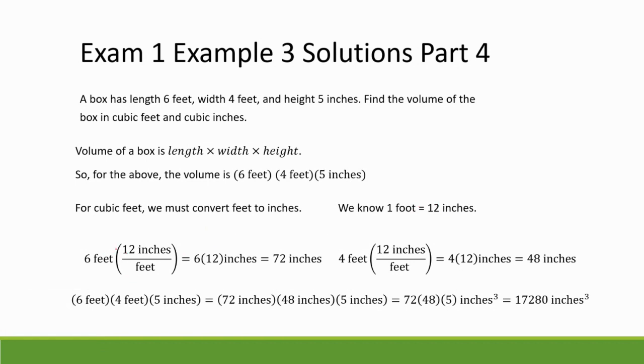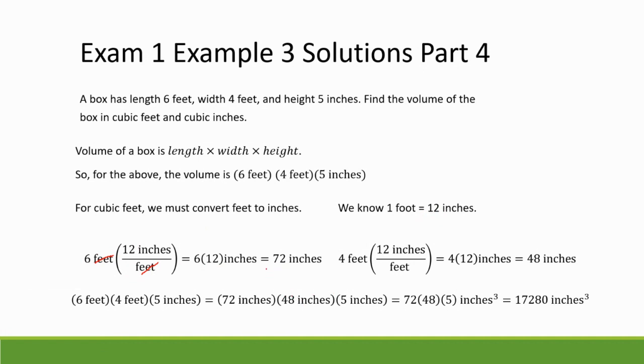So we have 6 feet, right? Here I'm just using the factor label method. If you wanted to use proportions, that's fine. I'm using the factor label method. Remember, you want to multiply by either 1 foot over 12 inches or 12 inches over 1 foot. Here we do 12 inches over foot, because we want the feet unit to go away. So we have 6 feet times 12 inches per foot, which is 6 times 12, which is 72 inches.